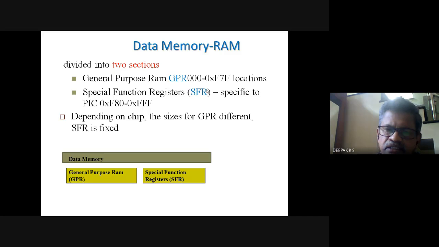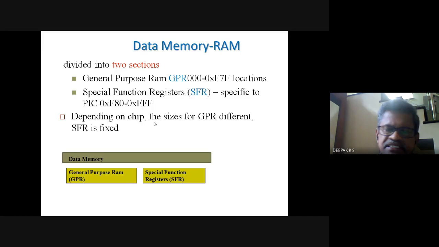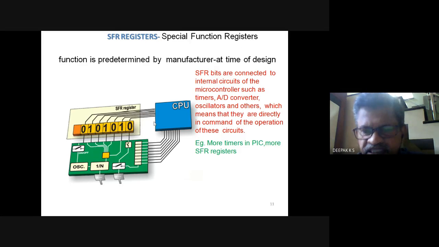This is a large amount given to GPR. After F7F, you get F80 to the next location, FFF. This is given to SFR. So the total file register is divided into GPR and SFR. This SFR, as the name suggests, is a special function register.